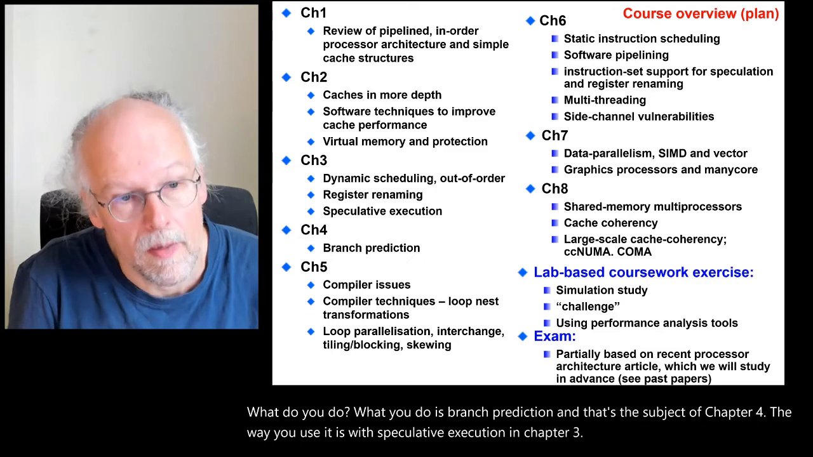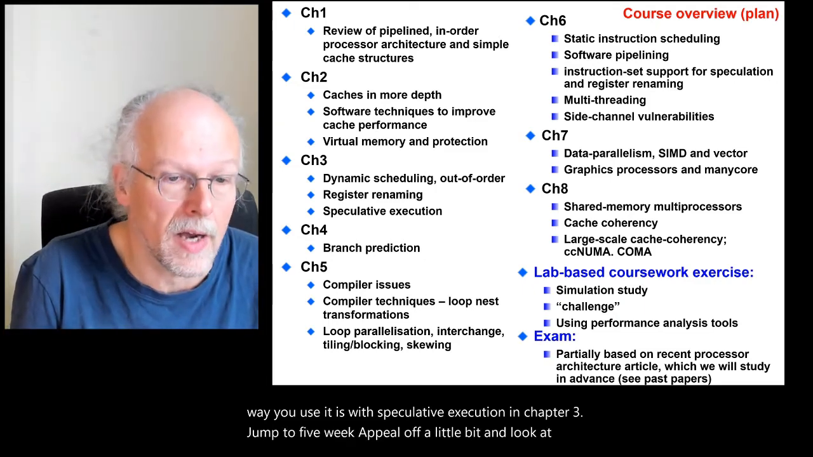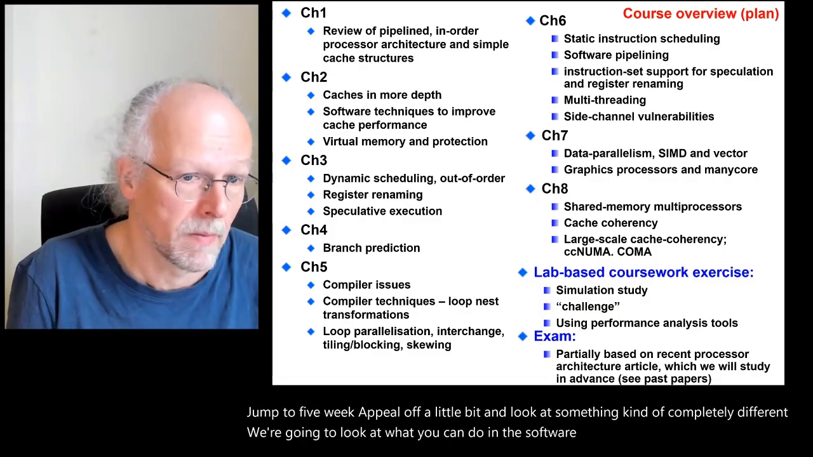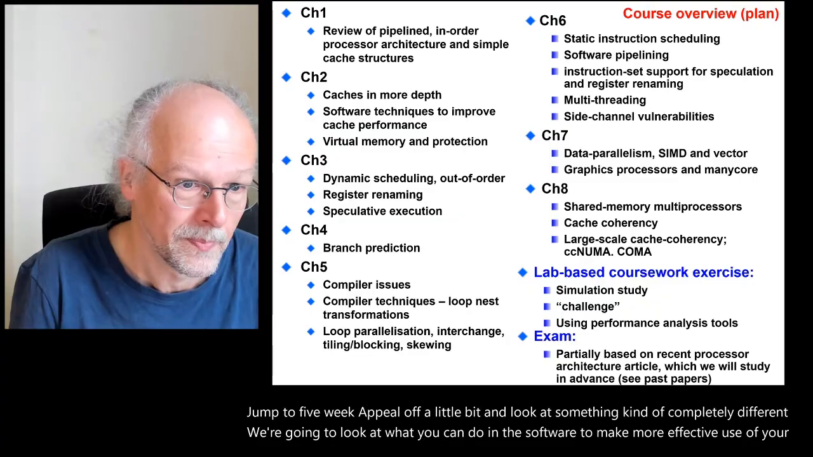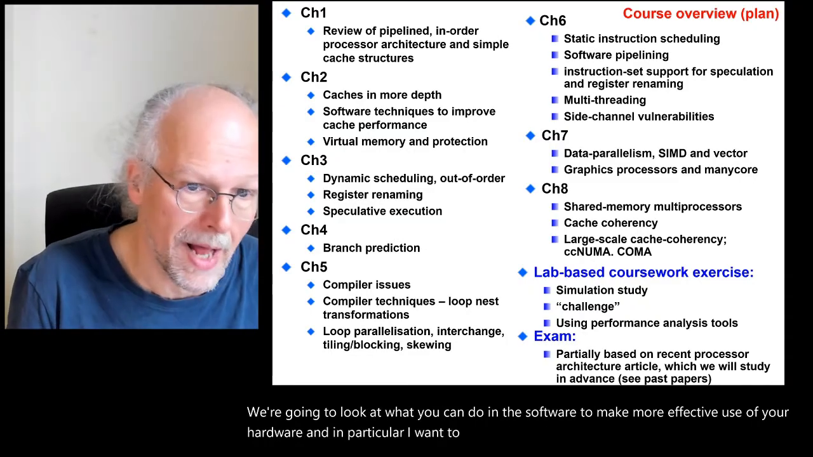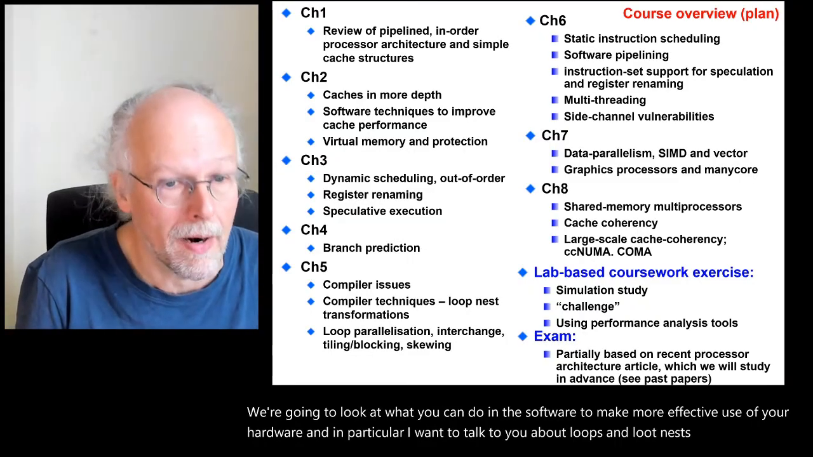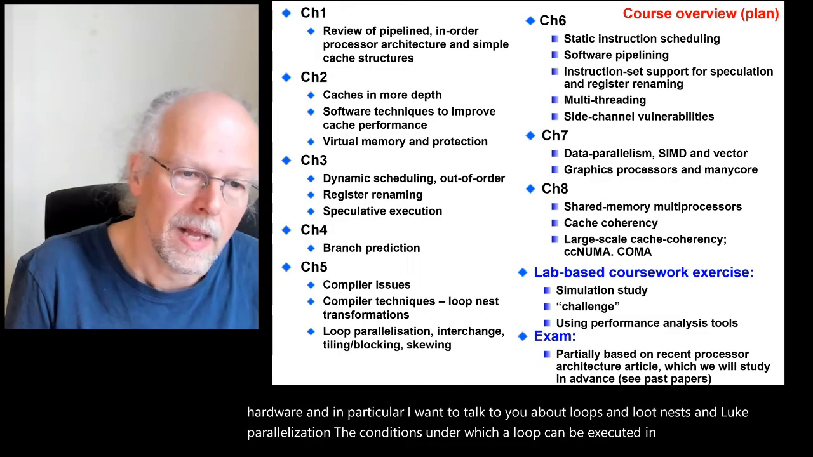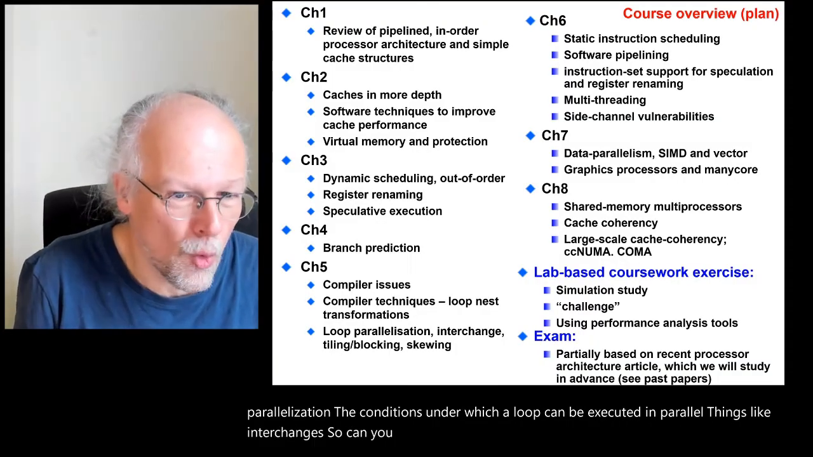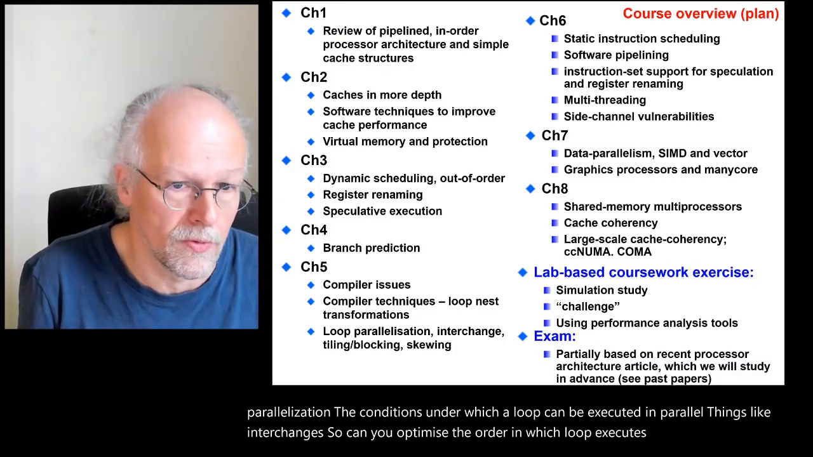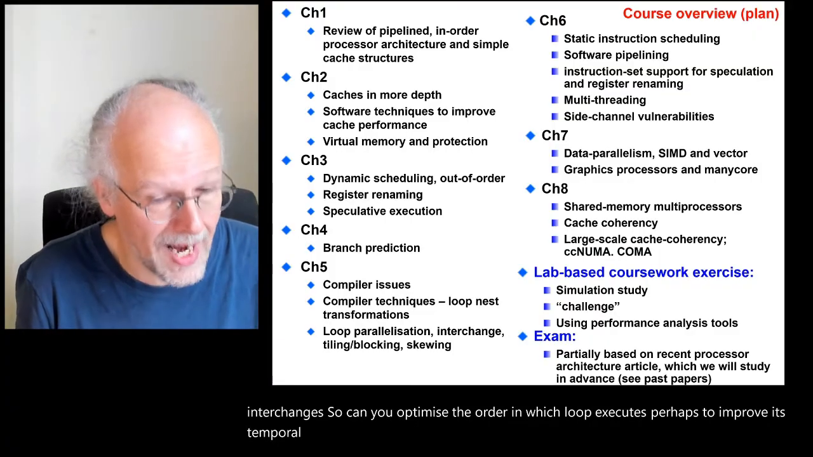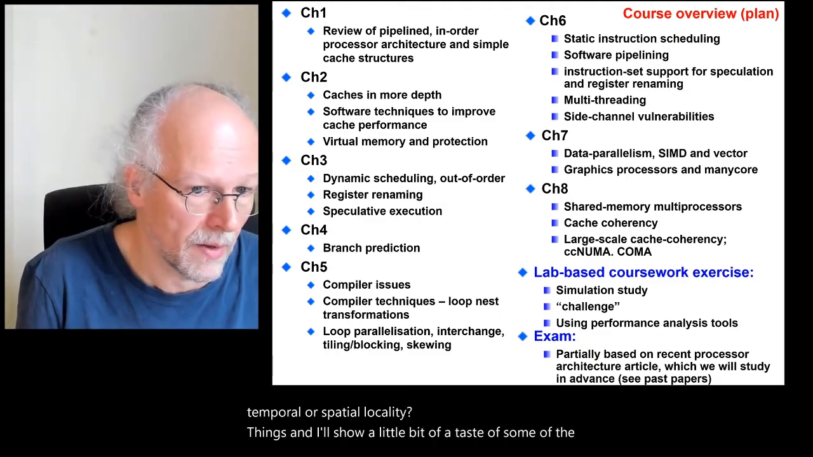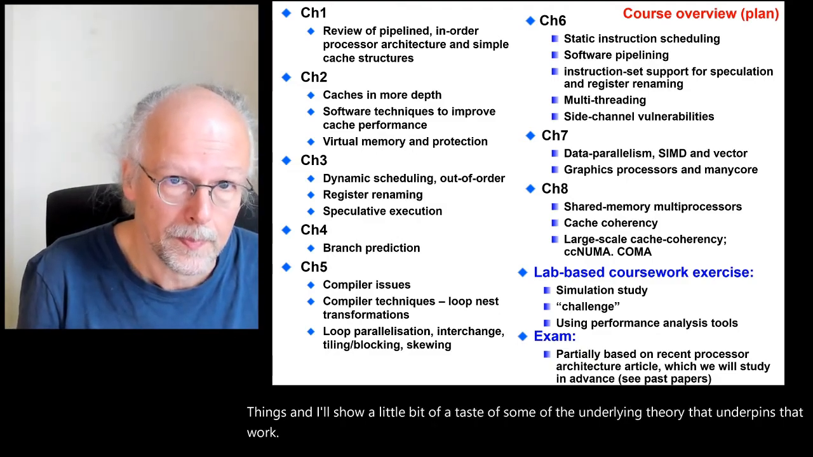Chapter 5, we're going to peel off a little bit and look at something kind of completely different. We're going to look at what you can do in the software to make more effective use of your hardware. And in particular, I want to talk to you about loops and loop nests and loop parallelization, the conditions under which a loop can be executed in parallel. Things like interchanges. So can you optimize the order in which a loop executes, perhaps to improve its temporal or spatial locality, things like that. And I'll show you a little bit of a taste of some of the underlying theory that underpins that work.